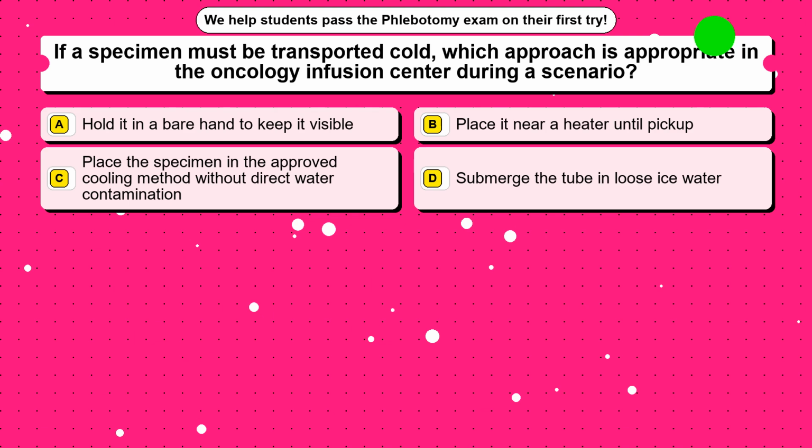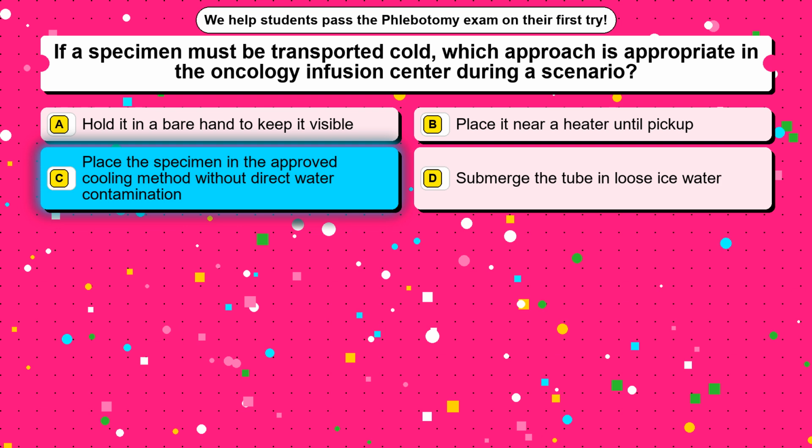Question 62. If a specimen must be transported cold, which approach is appropriate in the Oncology Infusion Center during a scenario? Option A. Hold it in a bare hand to keep it visible. Option B. Place it near a heater until pickup. Option C. Place the specimen in the approved cooling method without direct water contamination. Option D. Submerge the tube in loose ice water. The correct answer is option C.